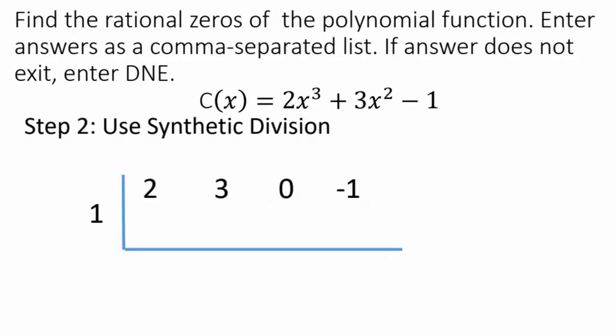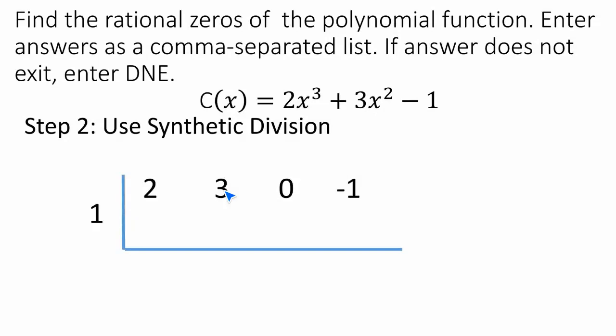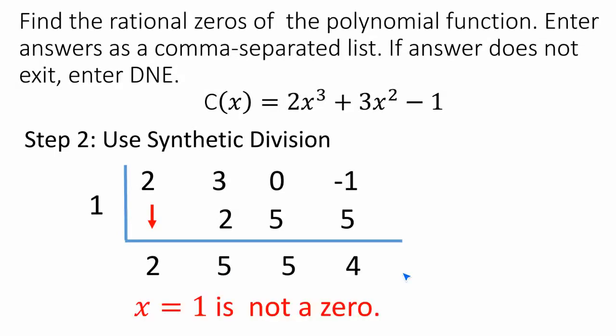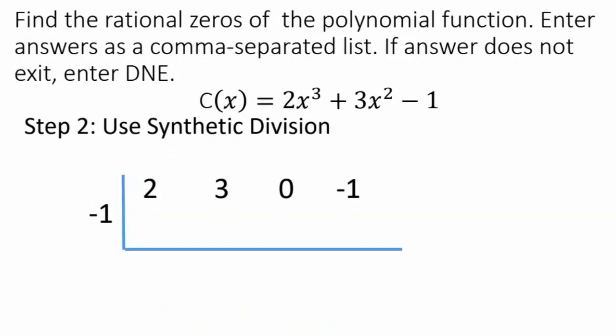So we'll start with 1. So we have our x cubed, so my coefficient is 2. And then our x squared is 3. I don't have an x, so I'm going to use 0. And then I have a minus 1. So we're going to bring down the 2. 1 times 2 is 2, plus 3 is 5. 5 times 1 is 5, plus 0 is 5, and then 5 times 1 is 5, minus 1 is 4. So unfortunately, it didn't give me a 0 in my remainder. So that means that x equals 1 is not a 0.